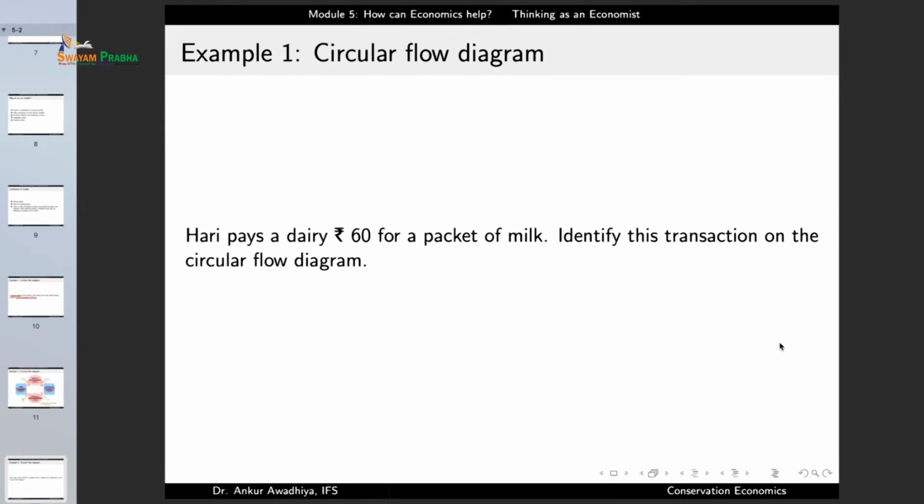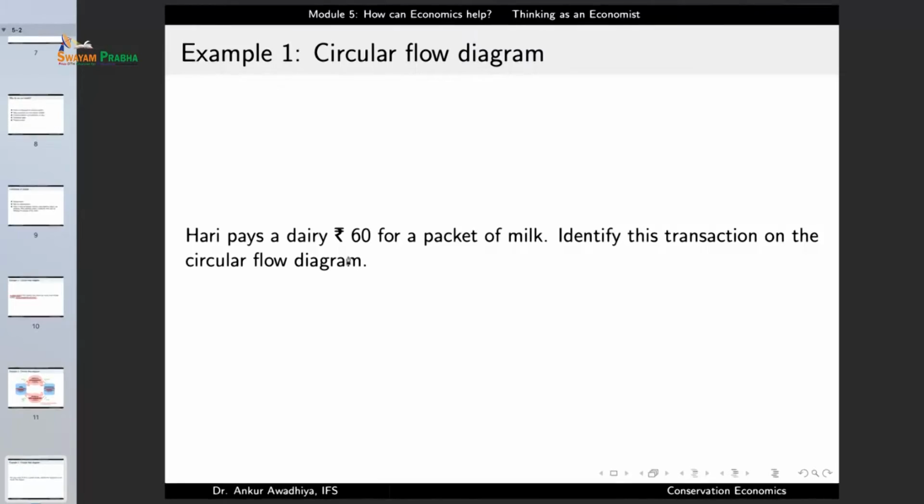Packet of milk. Identify this transaction on the circular flow diagram. Now, what is Hari in this case? Hari is a part of the household, and Hari is paying a dairy for the packet of milk. Now, dairy is producing and selling this packet of milk. So, the entity that produces and sells goods and services is the firm, and the entity that buys these goods and services is the household. So in this example, the dairy is the firm and Hari is the household.